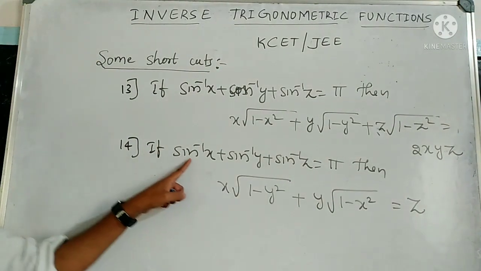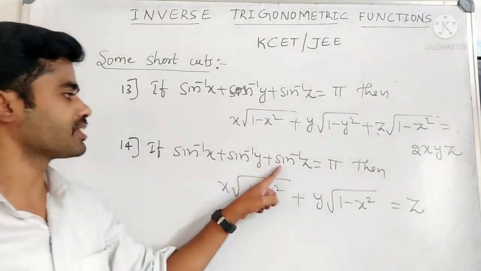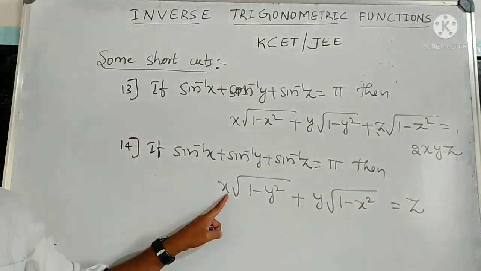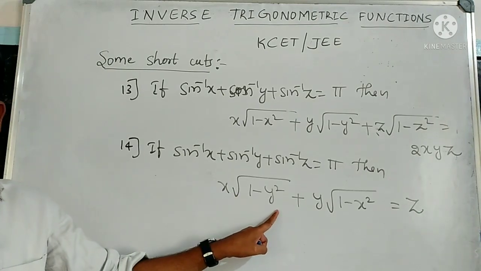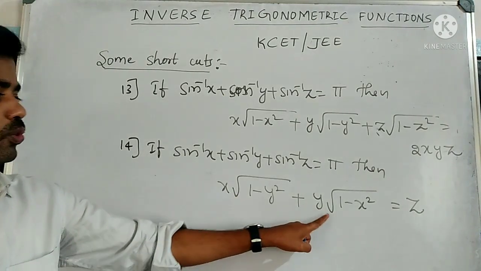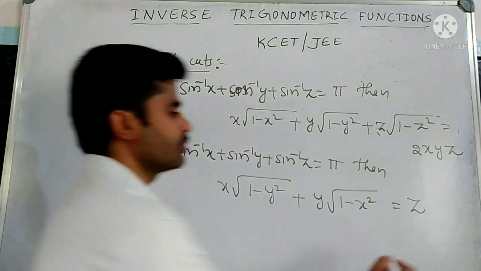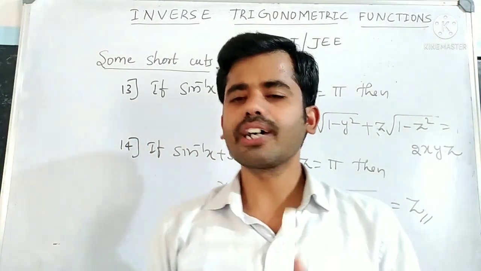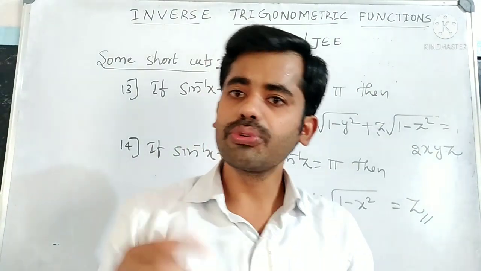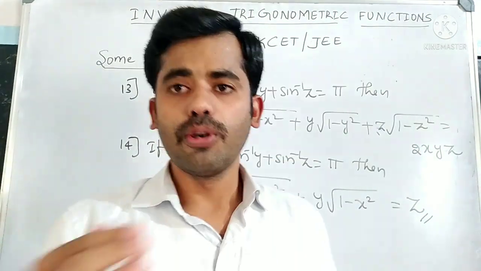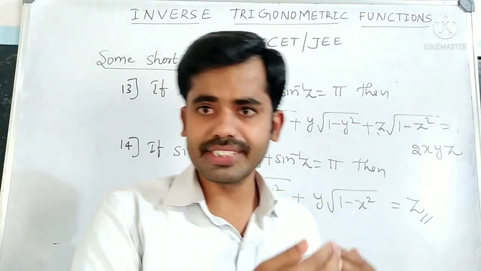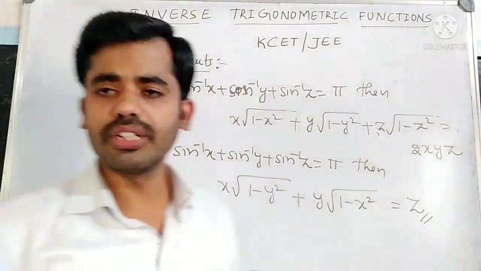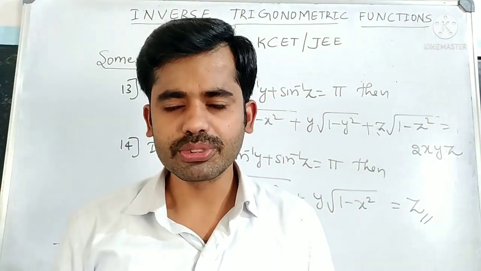If sin inverse x plus sin inverse y plus sin inverse z is equal to pi, then that one we can write as x root 1 minus y square plus y root 1 minus x square is equal to z. These are the few shortcuts or formulas to remember to solve the problems. A few more are there. They are in the NCERT textbook. These are some shortcuts to remember to solve the problems.